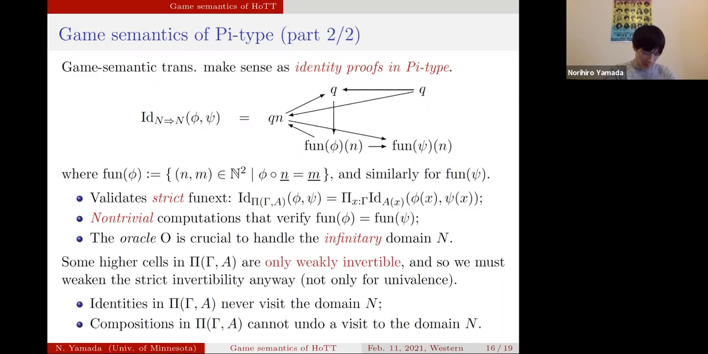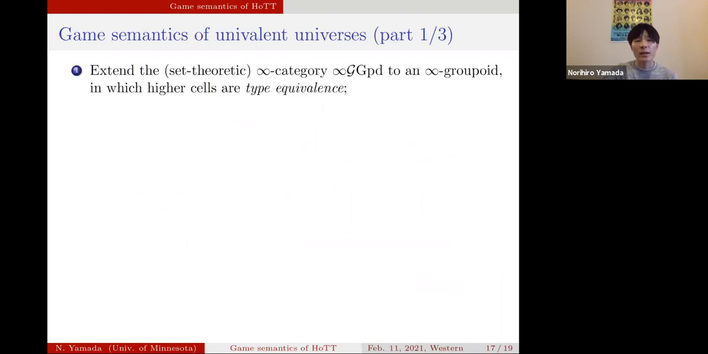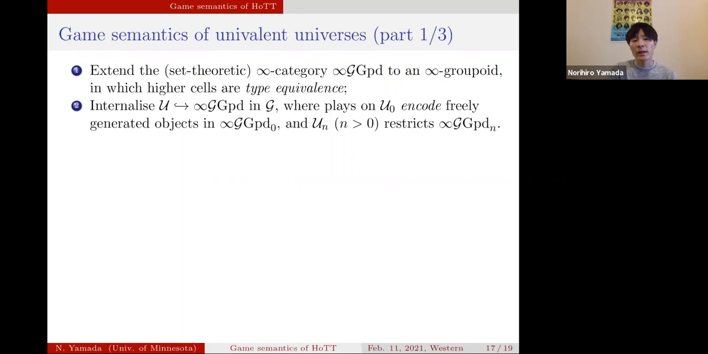Okay, let me quickly finish by sketching my interpretation of univalent universes. So there are two steps. First, we need to extend the infinity category to an infinity groupoid, as I promised, in which higher cells correspond to type equivalence. And then we extract a substructure of this structure, say U, which consists of game-semantic infinity groupoids freely generated by type construction.